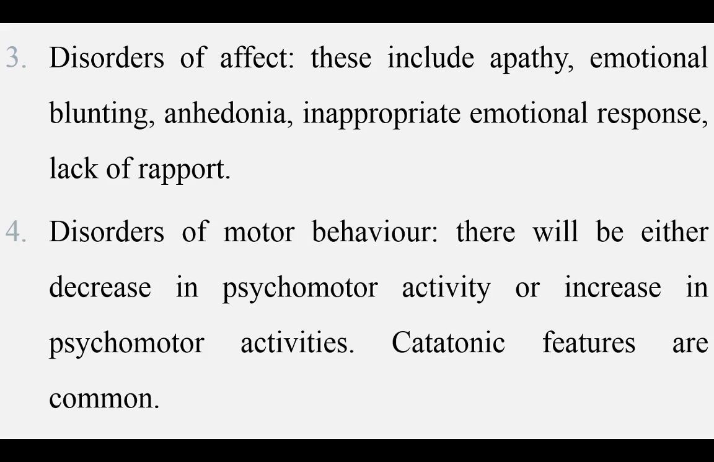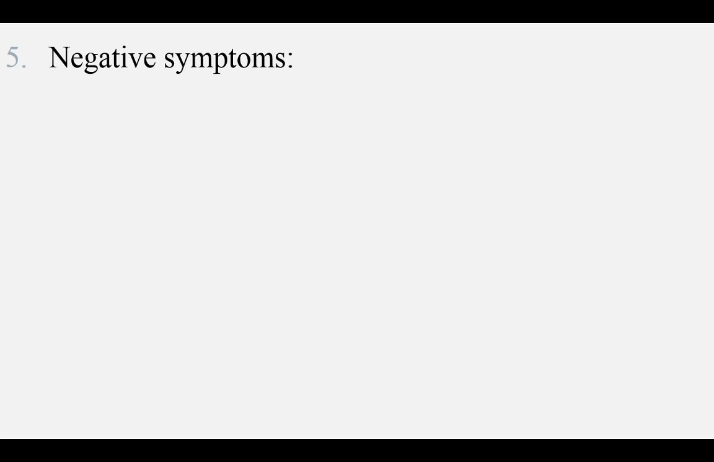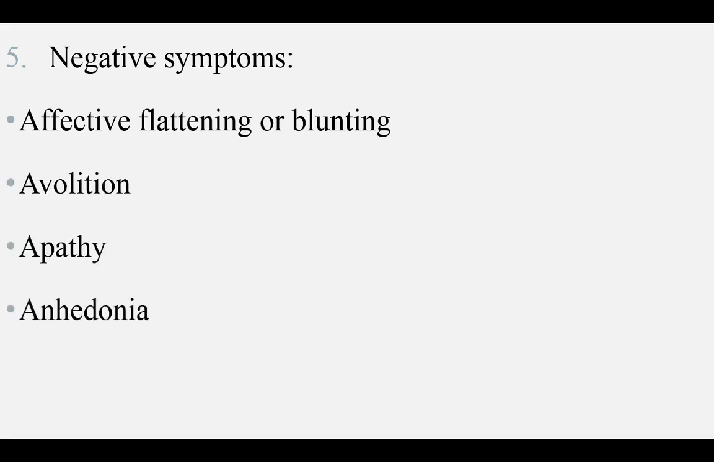Now, fourth one, person will have disorders of motor behavior. There will be either decrease or increase in psychomotor activity, and catatonic features are very common. Remember what are catatonic features? They will have stereotyped movement, they will have waxy flexibility. Please recall those terms that we have discussed. The negative symptoms: affective flattening or blunting, alogia, apathy, anhedonia. We have discussed these terms elaborately in the clinical discussion.